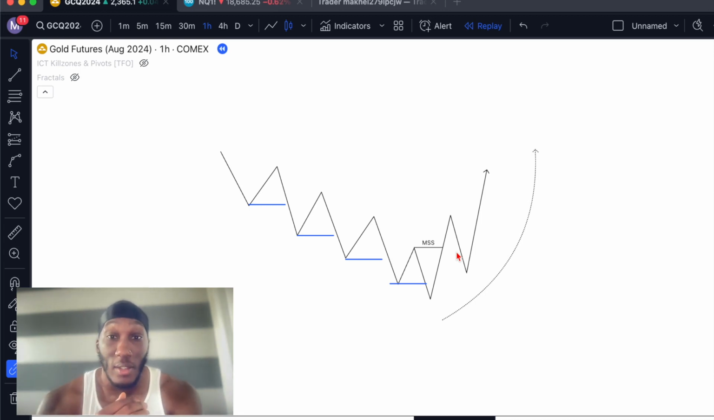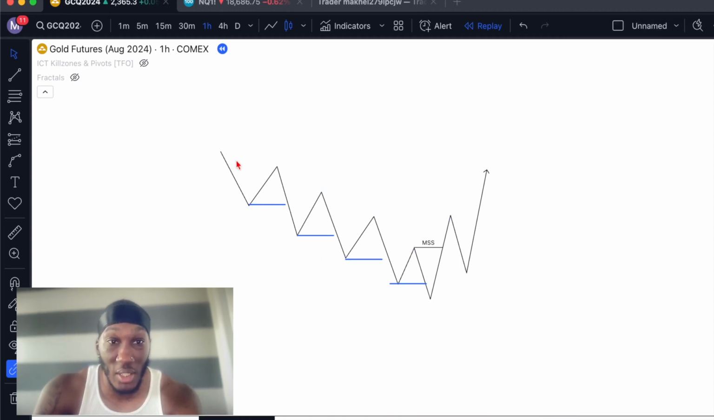So sometimes market maker buy models happen inside of market maker buy models. So it could be a market maker buy model on a 1 hour and then form another one on the lower time frame, which is the 15-minute, the 5-minute, 1 minute. So as long as you understand this price action right here, you should be able to spot it on any time frame.